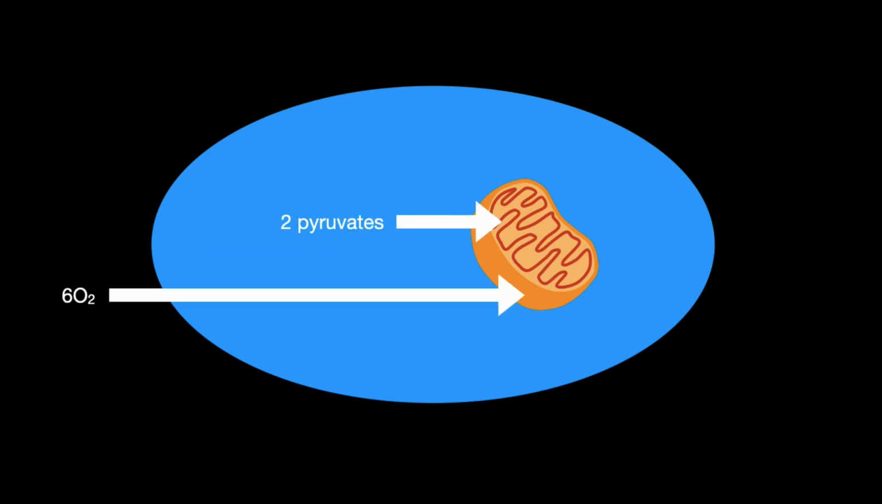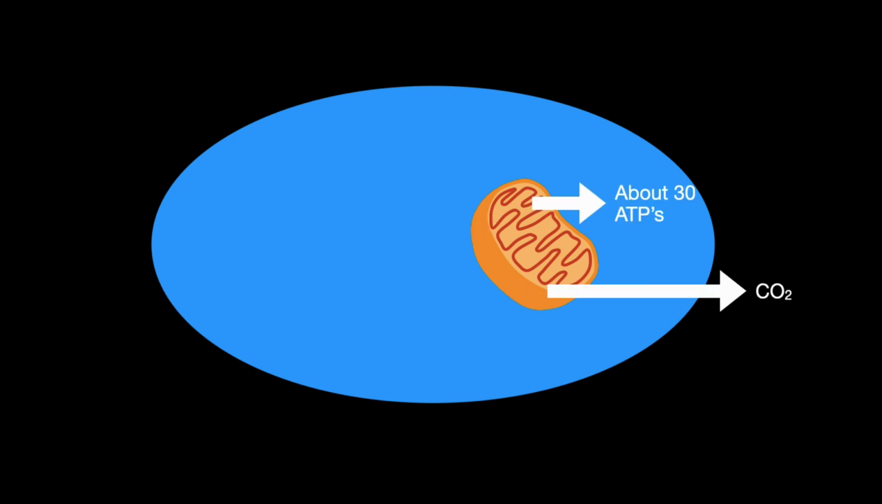Okay? So what's going to happen next is those pyruvates are going to go into the mitochondria. Now the mitochondria cannot do anything with these pyruvates unless there is oxygen available. So we need 6 oxygen molecules in order to break down these pyruvates. And that's going to happen inside the mitochondria. Okay, next, you're going to get some carbon dioxide produced, and we're going to get some water produced, some H2O. Okay, squeeze that in there. And the beauty of it is you're going to get about 30 ATPs.